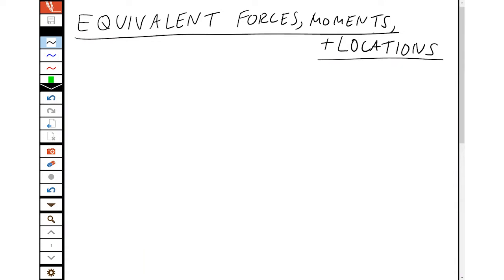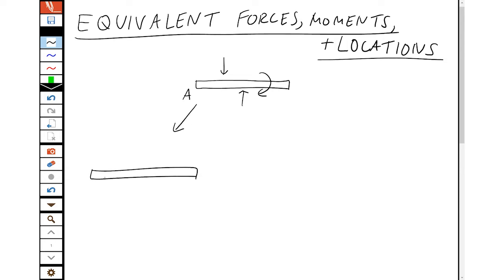Now, what are those? Well, the idea of equivalent forces and moments is if we have some structure with some forces and moments acting on it, we could be asked to find the equivalent force and moment at some point. So let's say if we wanted the equivalent force and moment at point A, we would calculate what is the total force and moment there that would do the same thing.